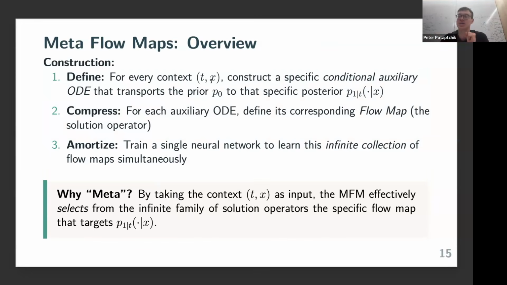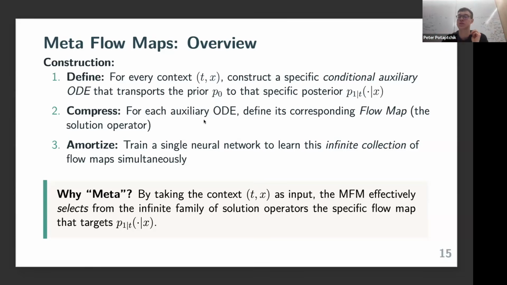First, for each context t, x, the noisy sample x gives us some posterior distribution of what the clean reconstruction is. And for each of these, we're going to construct a theoretical ODE that transports the prior P0 to that specific posterior. And this ODE is nothing but conditional flow matching. If you took samples from P0 and samples from this posterior and did flow matching, you would get some ODE that transports you from P0 to that posterior distribution. So we have an infinite collection of posterior distributions and an infinite collection of conditional ODEs.